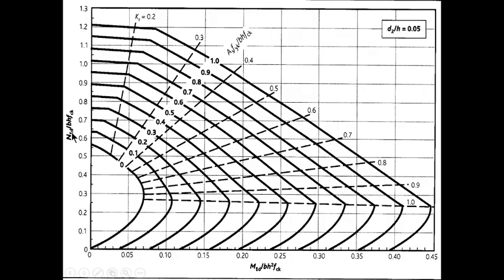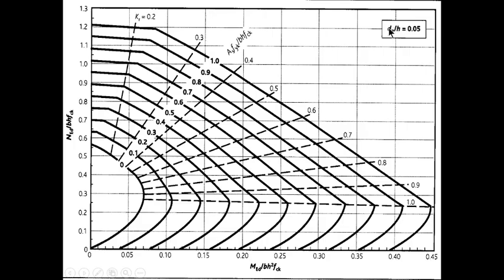The column chart here: this axis is NED, design load, all over BHFCK, while this one is design moment all over BH squared FCK. So we need to calculate this value, so that when we come to this chart, we are able to take a value from the chart. Note that there are different charts.